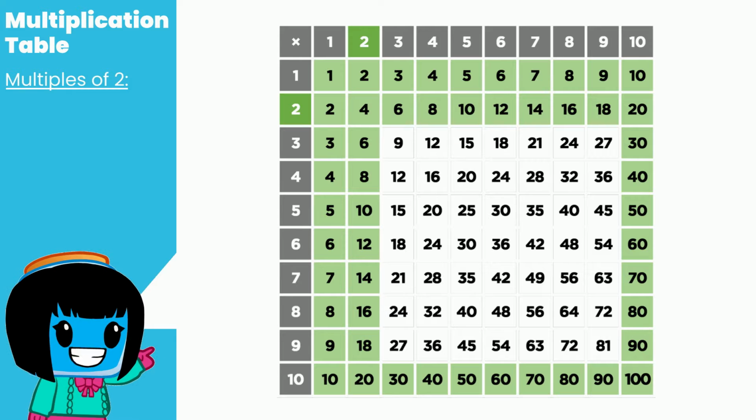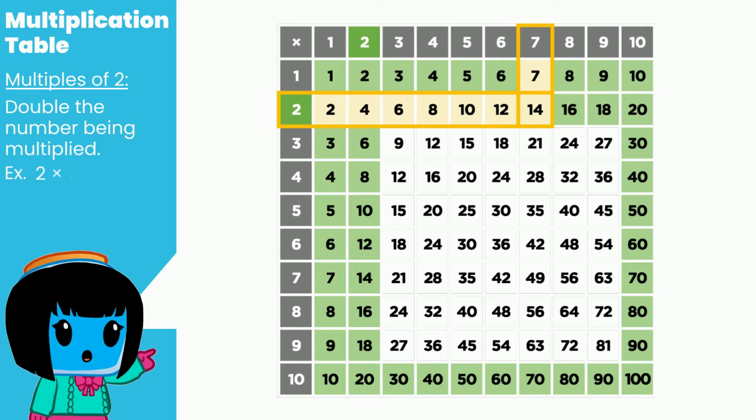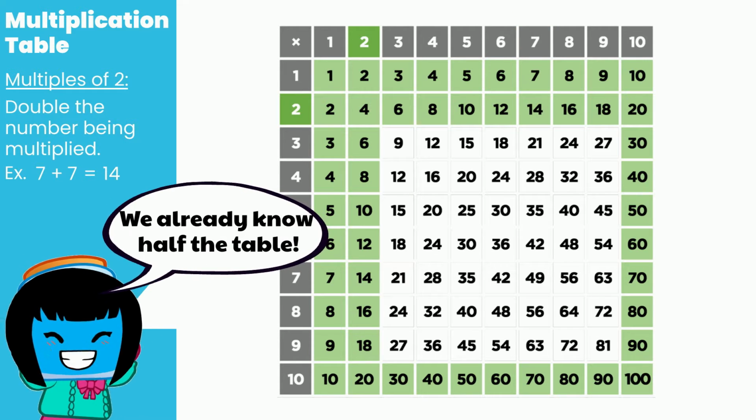Next, for multiples of 2, we simply have to double the number that's multiplied to it. For example, 2 times 7 is simply 7 plus 7, which equals 14. Notice that with just these facts, we already know half the table.